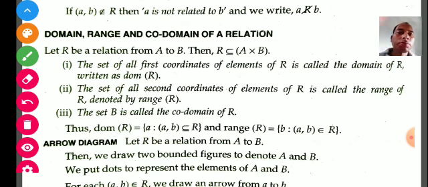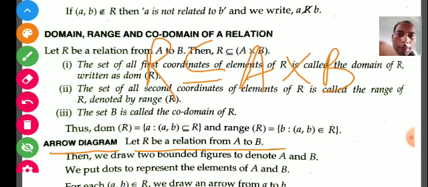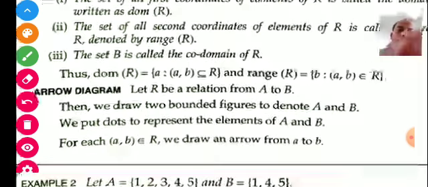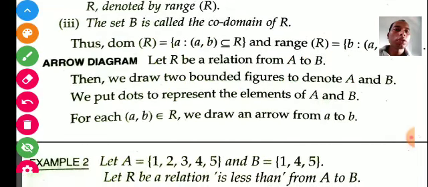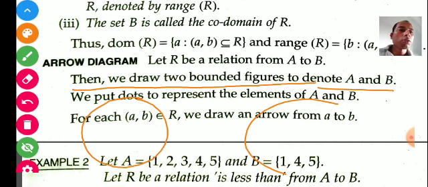Now, arrow diagram. What is an arrow diagram? Let R be a relation from A to B. It means R is a subset of A cross B. Then we draw two bounded figures to denote A and B. One represents set A, another represents set B.